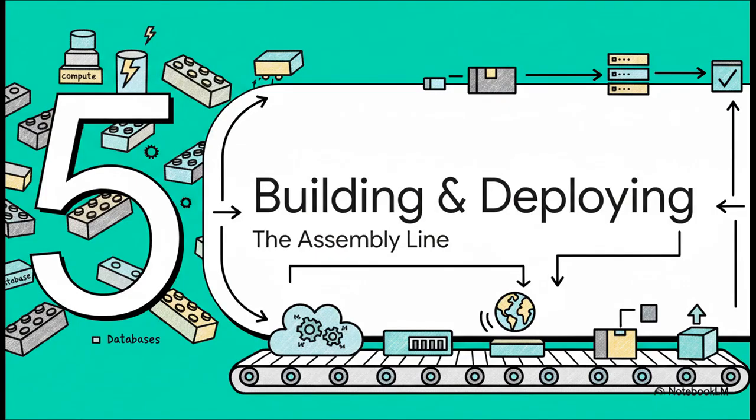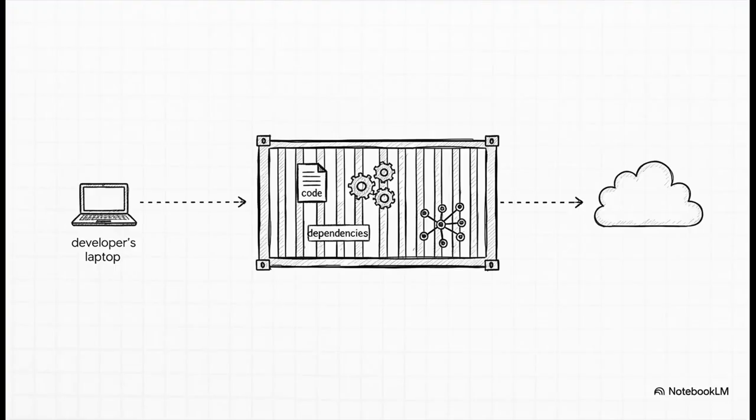All right, we have our core Lego bricks. We've got compute, storage, and databases. So now the big question is, how do we actually assemble them into a final product and get it out to the world? For that, we need the assembly line. The modern standard for building and shipping software these days is using something called a container. A container is just this neat little package that bundles up your application's code along with all the little bits and pieces it needs to run.